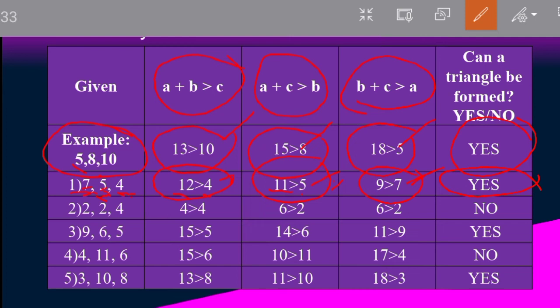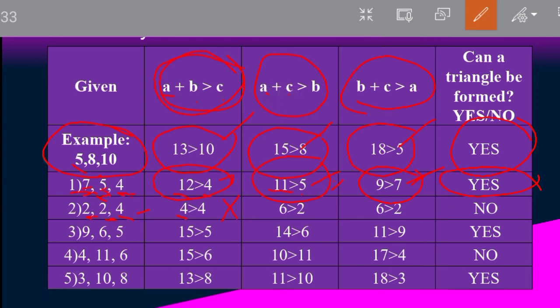We have lengths of 2, 2, and 4. So our first formula is A plus B greater than C. Your A is 2, your B is 2. 2 plus 2 is equal to 4. Your C is 4. 4 is greater than 4 is not true. It's false.